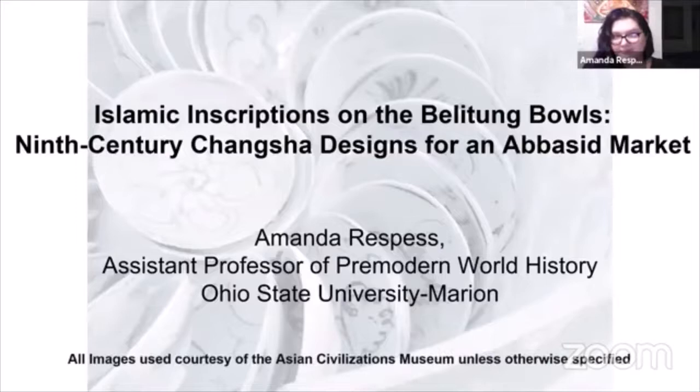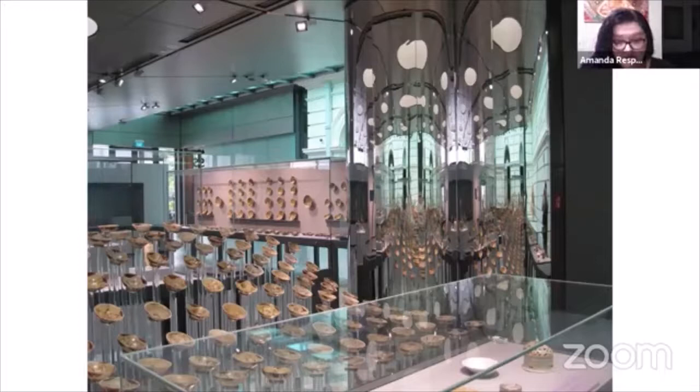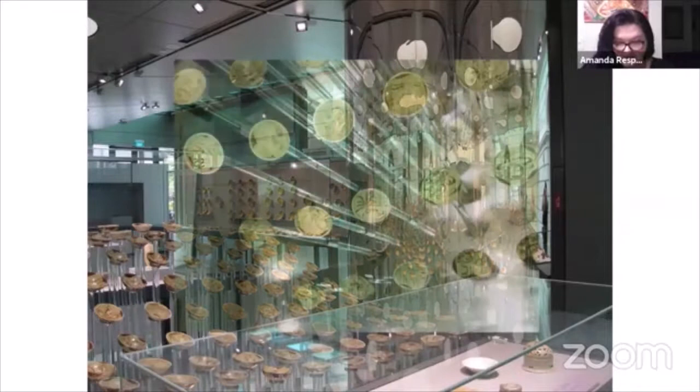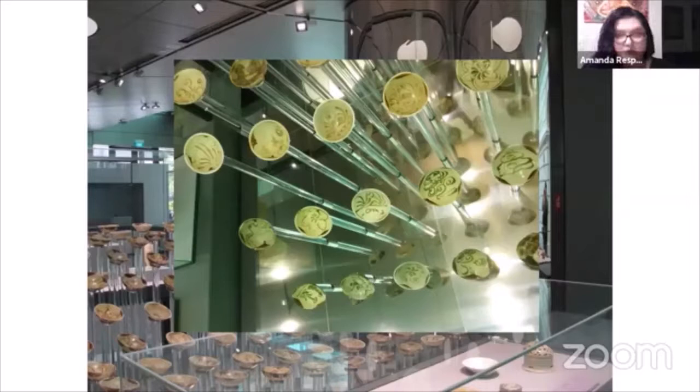Among the extraordinary objects recovered from the 9th century Belitung shipwreck, now housed in the collections of the Asian Civilizations Museum, are well over 57,000 bowls produced in the Changsha kilns of China. This multitude of bowls has been identified by scholars like Dr. Guy as the largest assemblage of Tang Dynasty trade ceramics ever found.